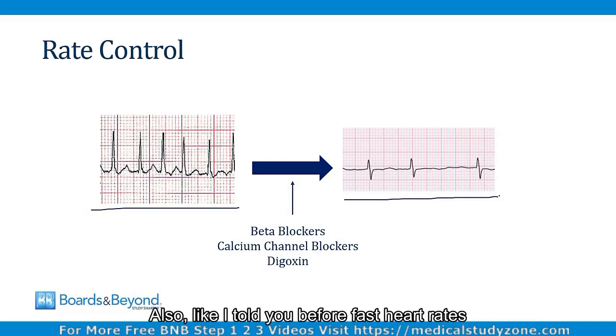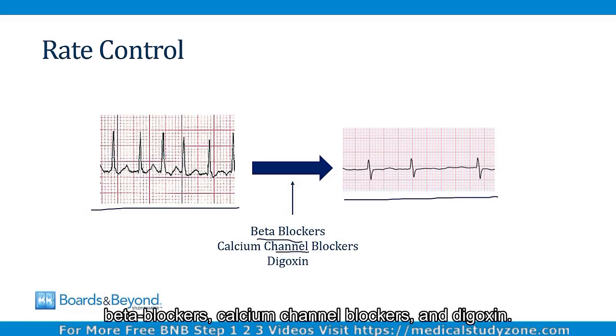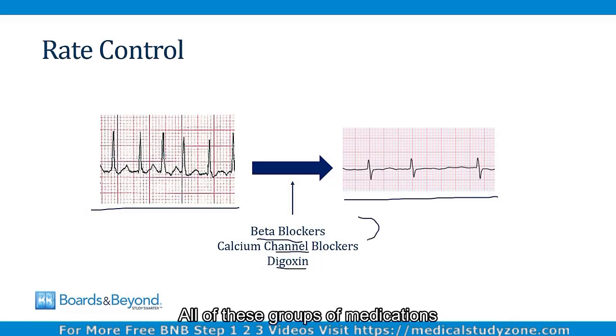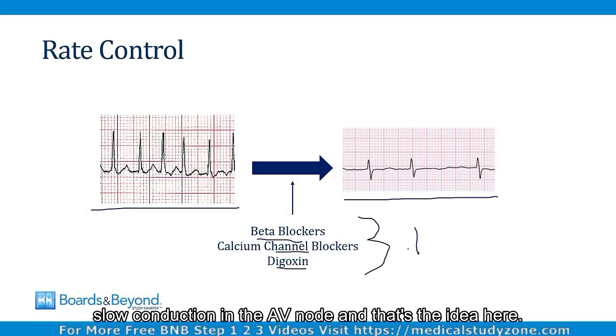Also, like I told you before, fast heart rates, if allowed to continue for several weeks, will lead to cardiomyopathy. So by slowing the heart rate down, you prevent the development of a tachycardia-induced cardiomyopathy. And the types of drugs used for rate control generally fall under three categories: beta blockers, calcium channel blockers, and digoxin. All of these groups of medications slow conduction in the AV node, and that's the idea here.